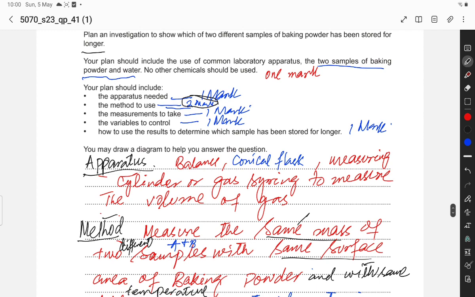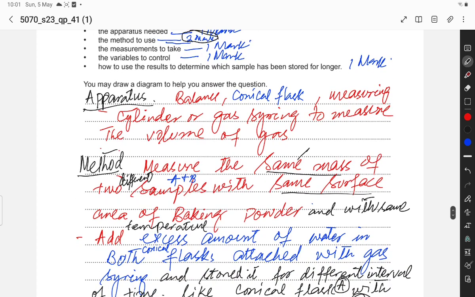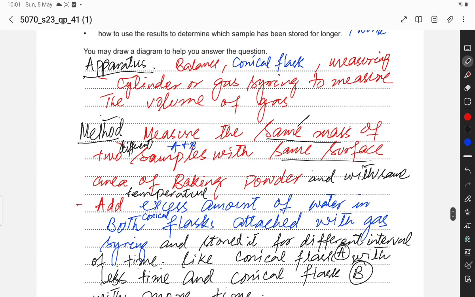You may draw a diagram to help you answer the question. There is an option, you can draw or not. Apparatus: balance, conical flask, measuring cylinder or gas syringe to measure the volume of gas. Method: measure the same mass of the 2 different samples. This is a control variable. These should be constant: same mass of the 2 different samples, with the same surface area and the same temperature.